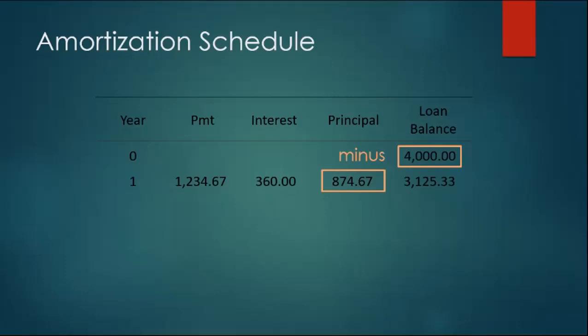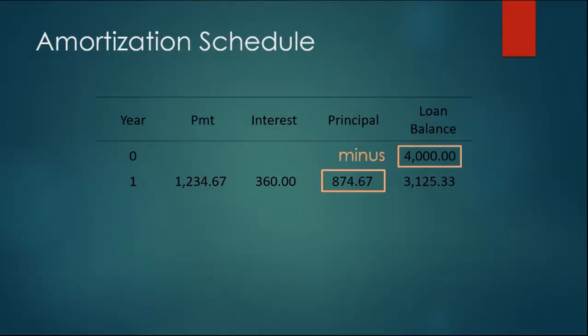So this is how the bank charges its interest on the payments being made. In the first payment, as we can see, 360 is the interest payment, which is 9% of the loan balance, that is 4000. After deducting this interest amount from the payment, you get the principal amount 874.67, which you have paid to the bank against the loan to adjust the principal. And the loan balance after making the first payment is 3125.33.